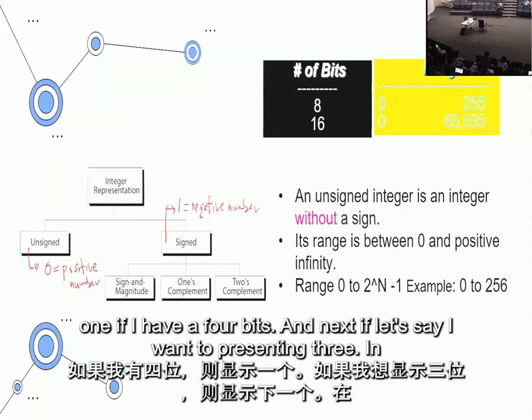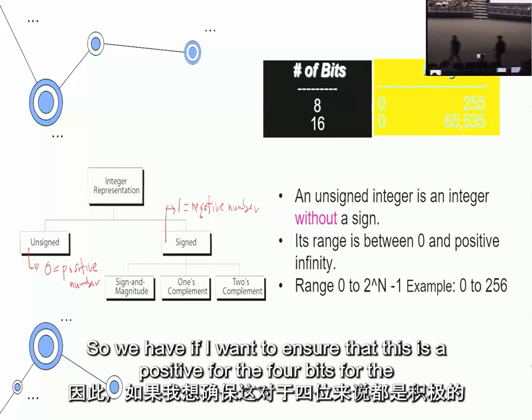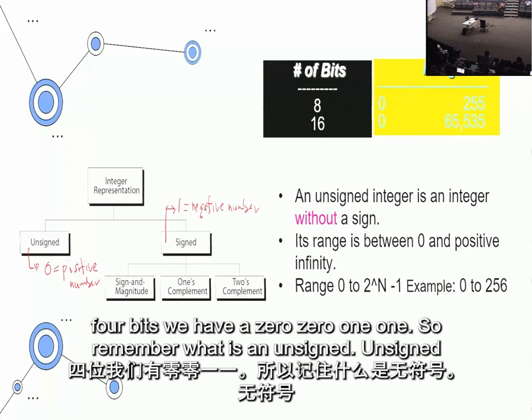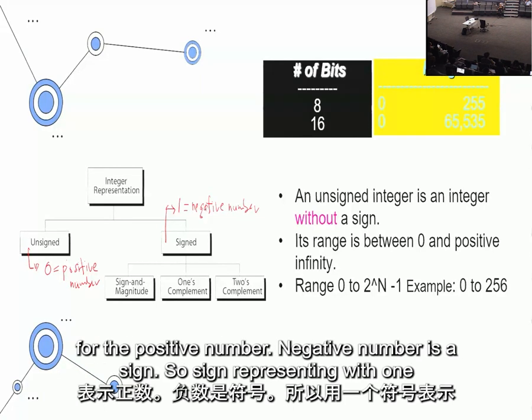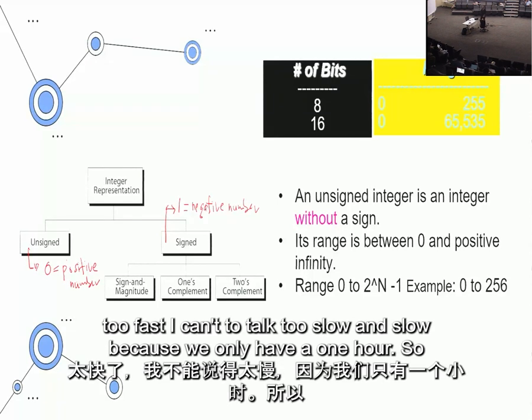And next, if let's say I want to represent 3. Converting the decimal number 3 to binary, we have 1, 1. To ensure that this is positive, with 4 bits, we have 0, 0, 1, 1. So remember, what is unsigned? Unsigned is for positive numbers. Negative numbers are signed. So signed is represented with a 1 at the front of the digits, and positive is 0. Correct?